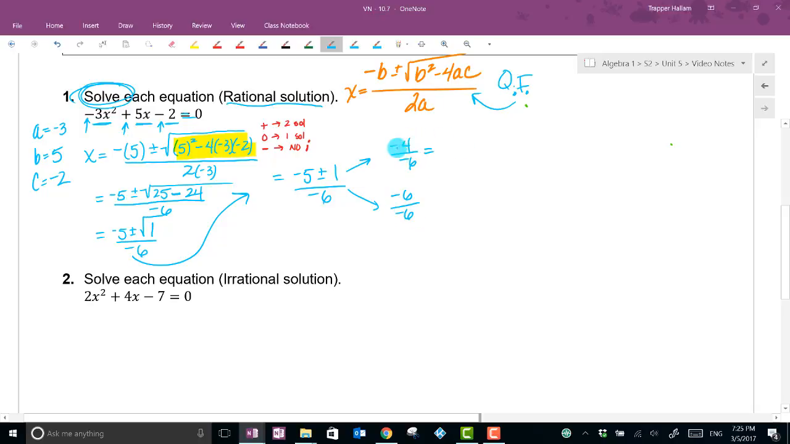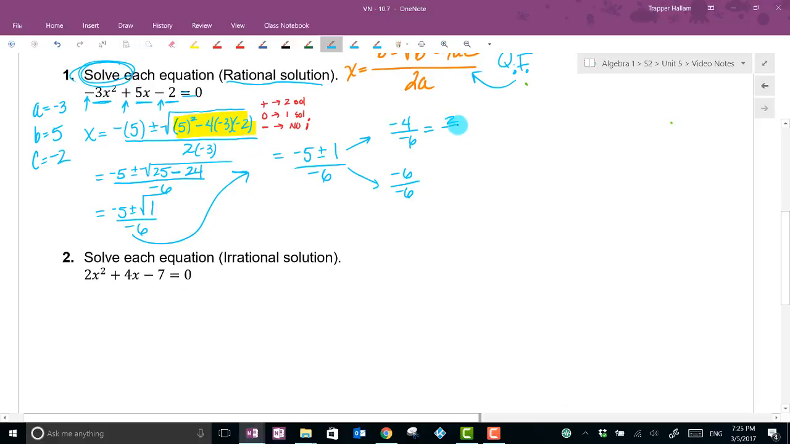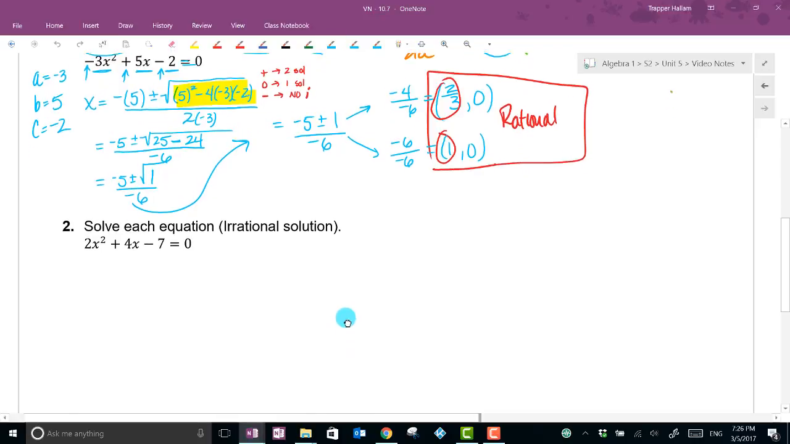Negative 4 divided by negative 6, the two negatives are going to become positive, and then 2 and 6 are going to reduce to 2/3. Right? And then we can go ahead and turn that into a point as 2/3 and 0. This one here, negative 6 over negative 6, is going to be 1, and that's also going to be a 0. Okay, so what I mean by rational is that this value here and this value here are integers or a decimal. So this is a rational answer. Those are the ones that you usually like because they come out to be nice, and you can usually make them into points. But let's take a look at the next one.